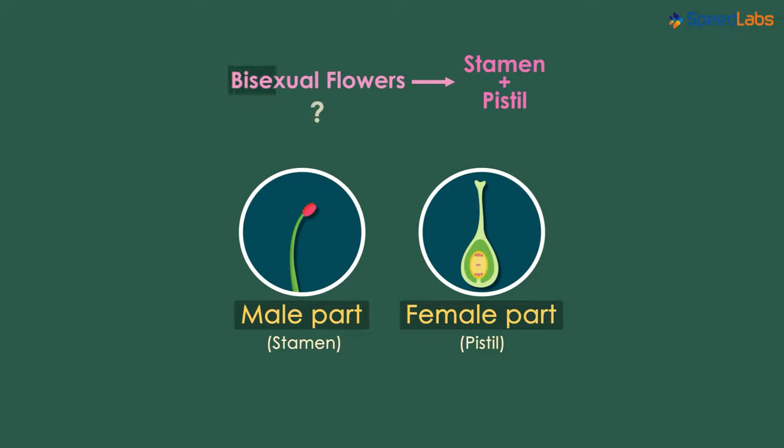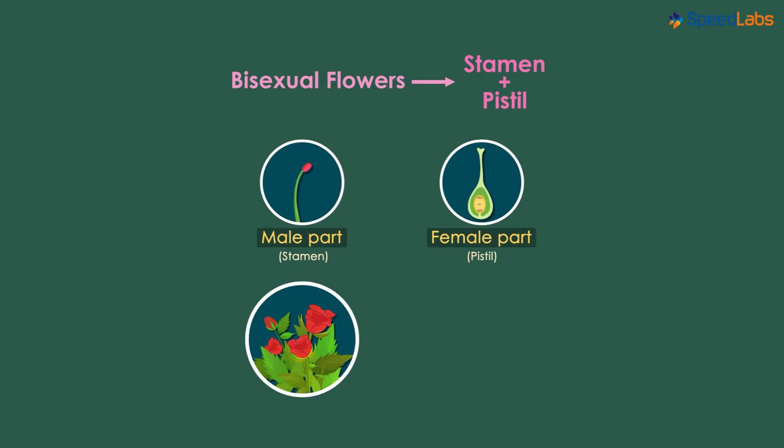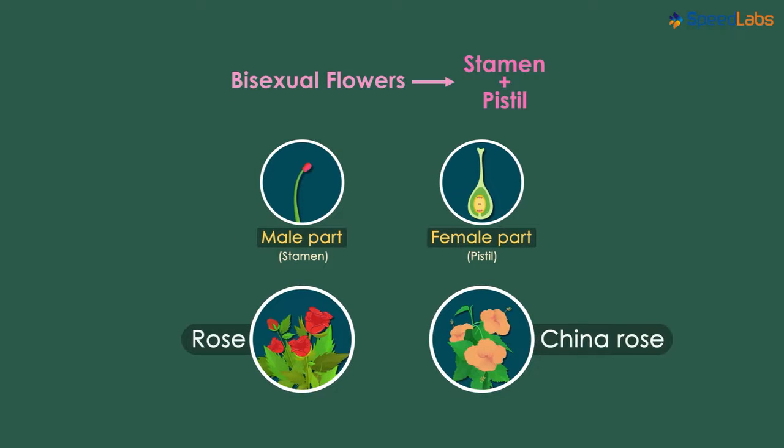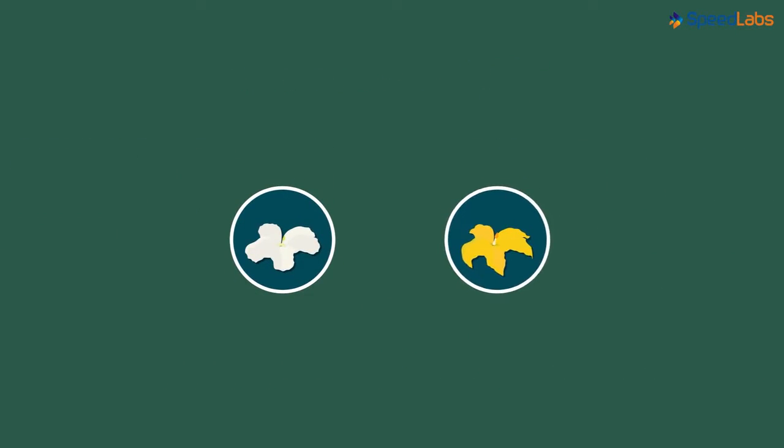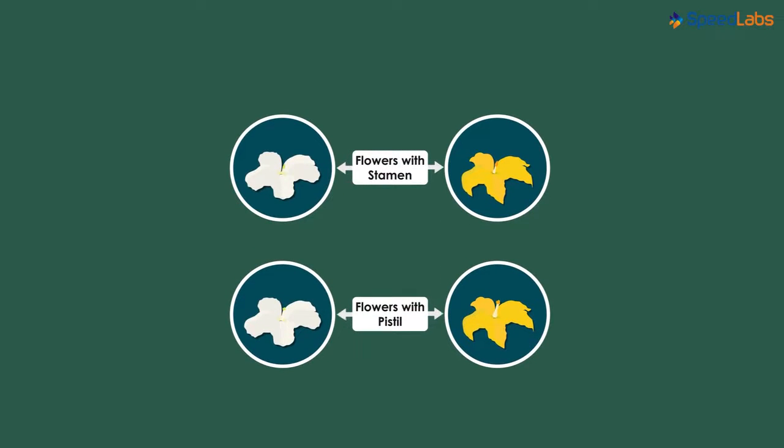Can you name a few examples of such types? Rose, China rose are a few in this category. What about other flowers then? Don't they contain both the male and the female floral parts together? Some flowers, such as those of gourd and pumpkin, possess either stamen or pistil. That is the reason why such flowers are called unisexual flowers.